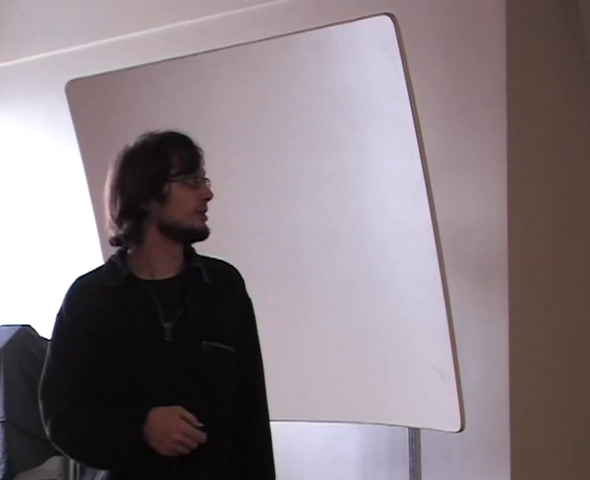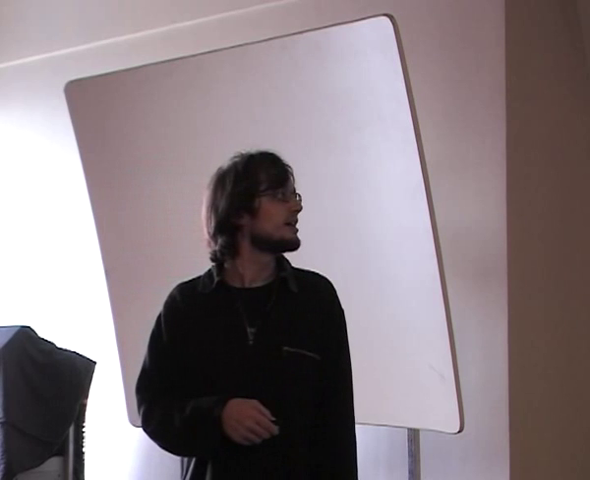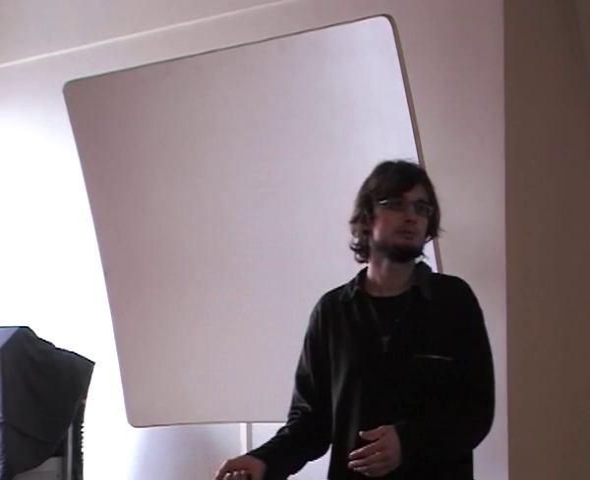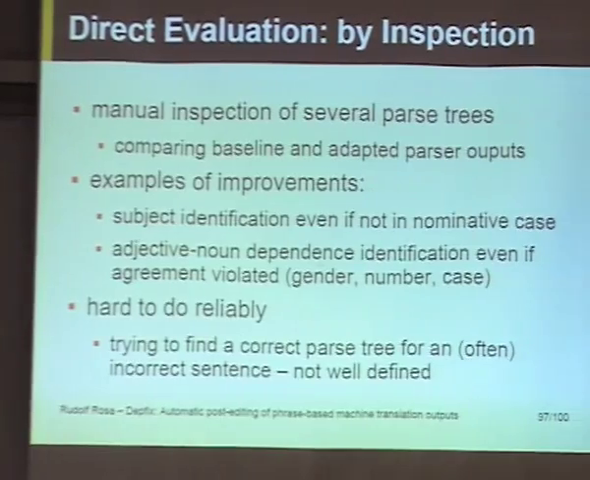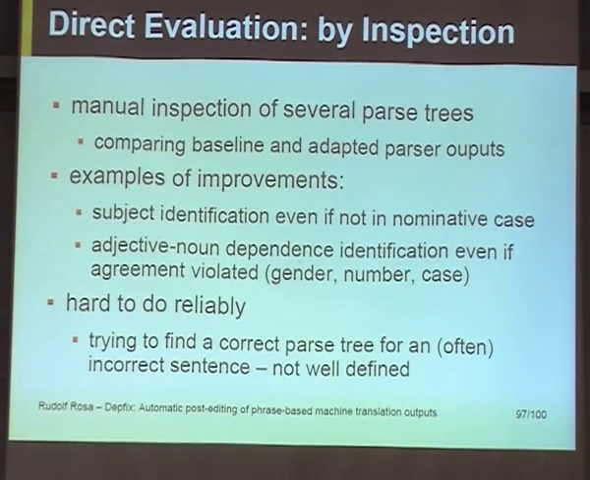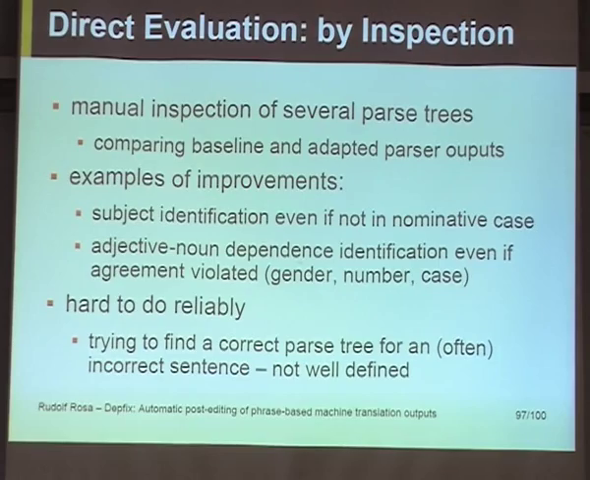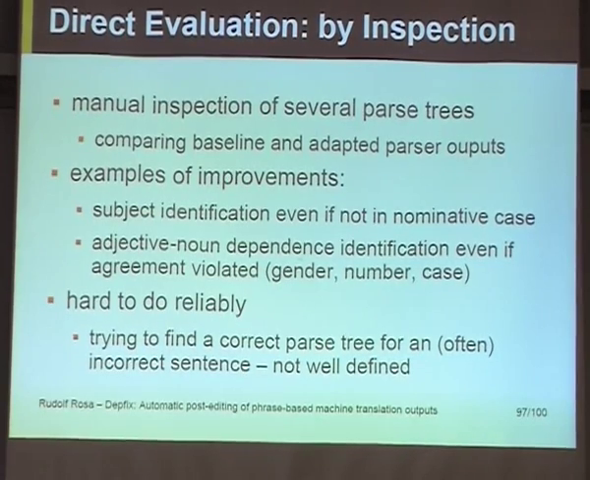And it turned out that all of these improvements helped. We looked at some of the parse trees, and we saw that, for example, now the parser is able to identify the subject of the sentence even when the subject is not in nominative, because this is what happens in machine translation outputs, or that it can correctly get the adjective-noun edges even if the agreement is violated, which is good because then we can correct this agreement in DEPFIX, but we need to have the edge there.